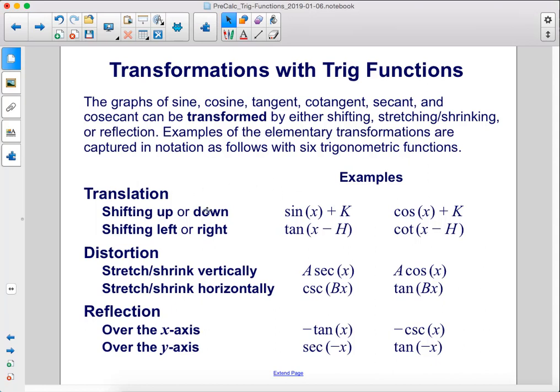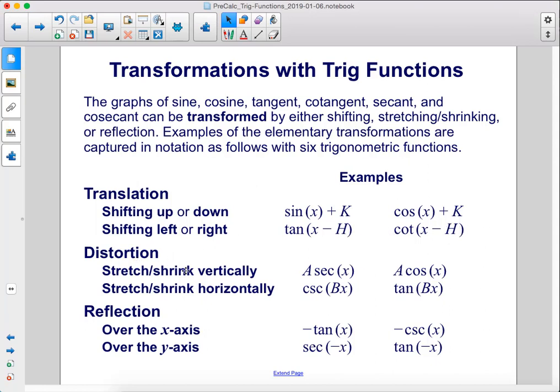Translation: shifting up or down. Sine x plus k, cosine x plus k. This plus k will shift up if it's positive and down if it's negative. Shifting left or right. Tan of x minus h, cotangent of x minus h. If h is positive, it will shift to the right. If h is negative, it'll shift to the left.